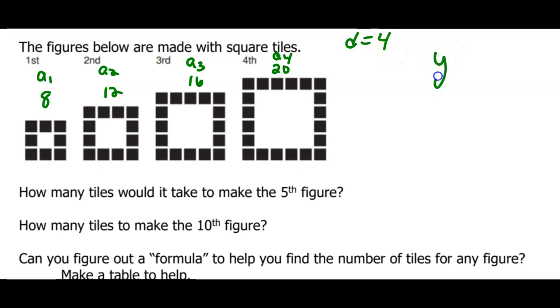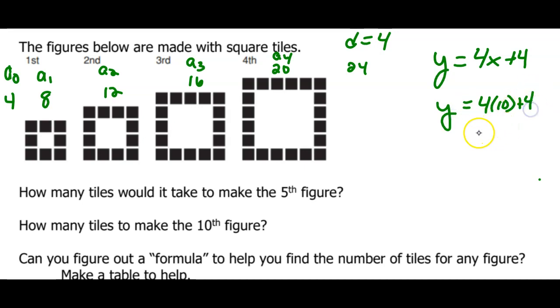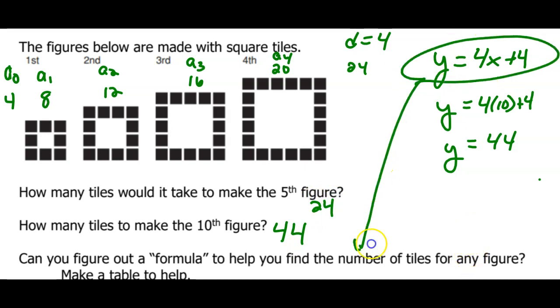So if I'm writing out the equation, I know that we've got 4x. And what would the 0th term be right here? Our 0th term would be 4. We're going to subtract 4 and get that, so my y-intercept is 4. So there's our formula. And then I want to know what the 5th figure is going to be. It should be 24, just adding 4 to the previous term. But what's the 10th figure going to be? Well, put 10 in for x, and you get 4 times 10 plus 4. And so you get 44 is your 10th figure. So this answer is 44. This one's 24. And then our equation is right there.